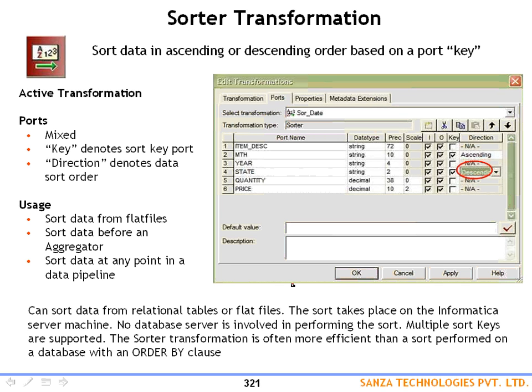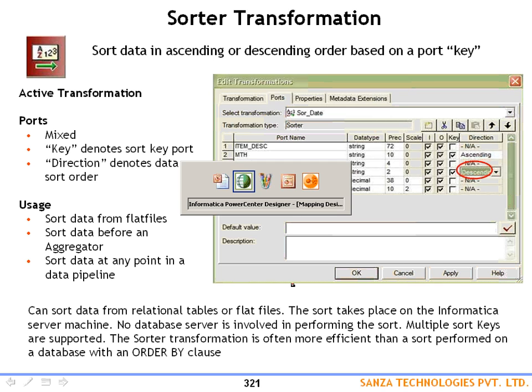So the sorter transformation works like order by. You can do order by at the database level, that is, use order by in the source qualifier transformation, or Informatica provides you with this transformation called the sorter. It has input port, output port, and a key which indicates which ports you want to sort on, and then the direction, ascending or descending order.